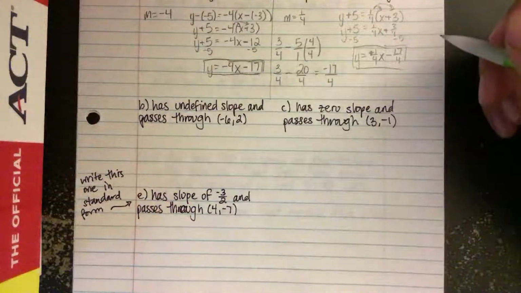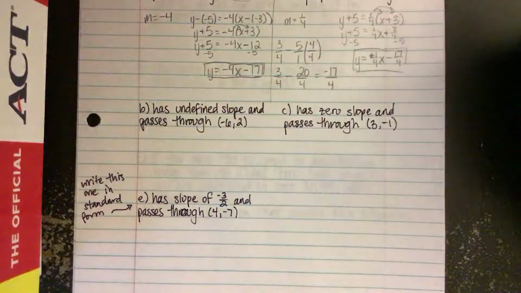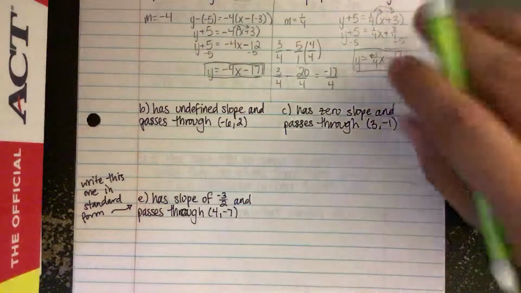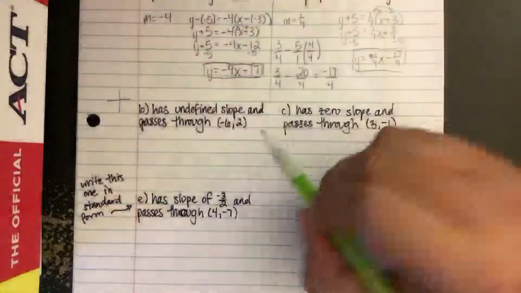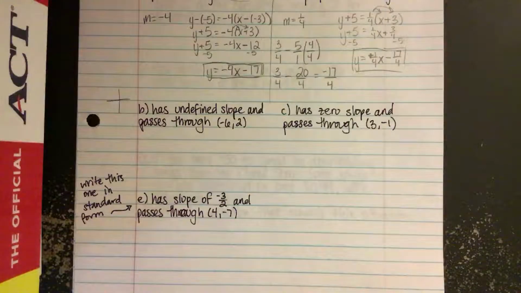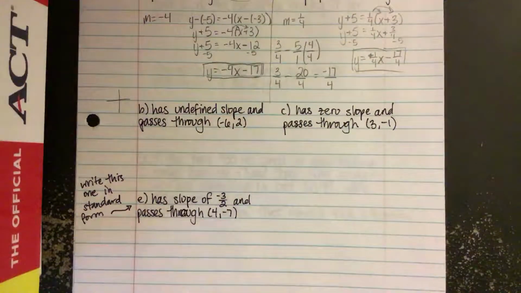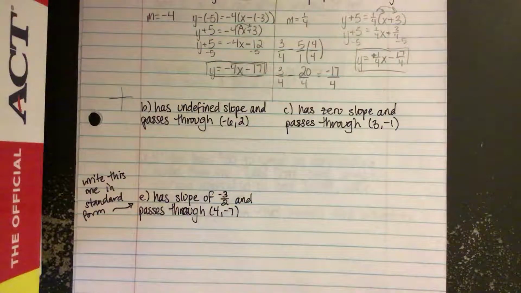Part B. Has undefined slope and passes through negative 6, 2. We talked about this today in class. Well, I guess, yeah, we talked about it today in class. Losing track of the days, sorry. Undefined slope, remember, that's a vertical slope, vertical line. That's what it means to be undefined, because we're dividing by 0. We have a bunch of rise, but we have no run. And since we're rising only, that means we're going up only, which means it's vertical.